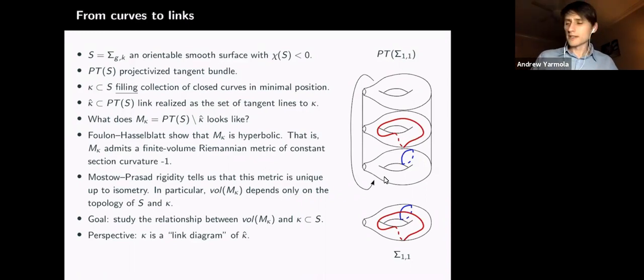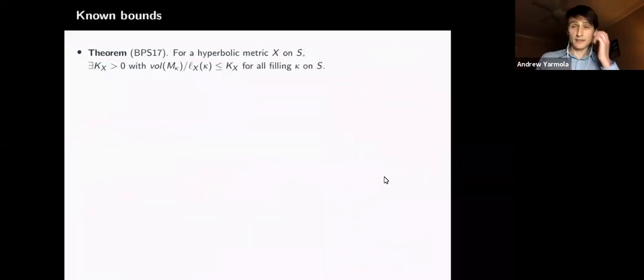So what is known on this question? This is a fairly recent question. It was proposed, I think, in 2015, the first time I've heard of it. And the first answer comes from 2017. And it says, okay, well, what about the hyperbolic length of kappa? If you pick a hyperbolic metric X on S, then there exists a constant depending on that metric such that the volume is linear in the length of the collection of curves kappa.